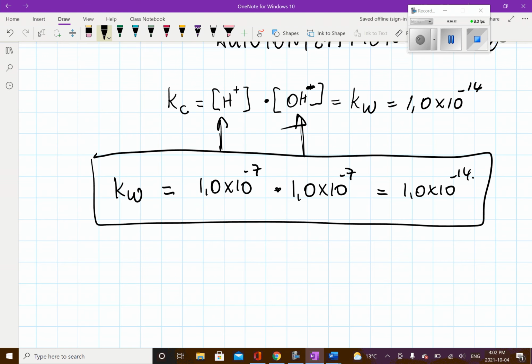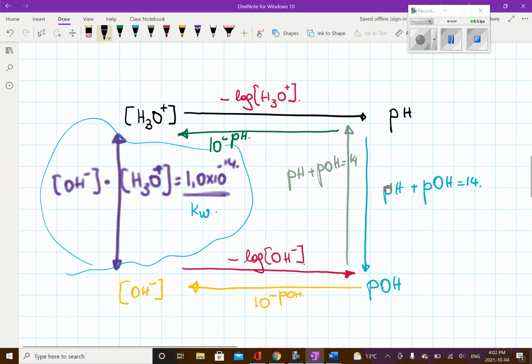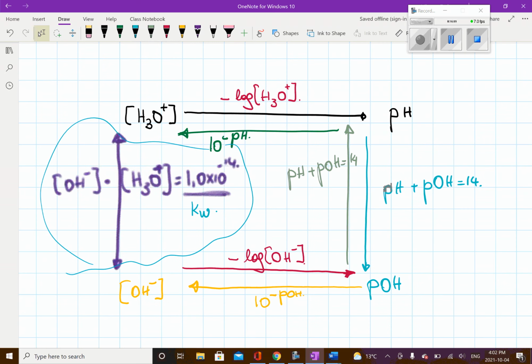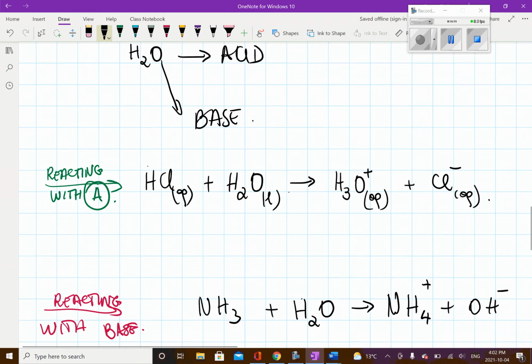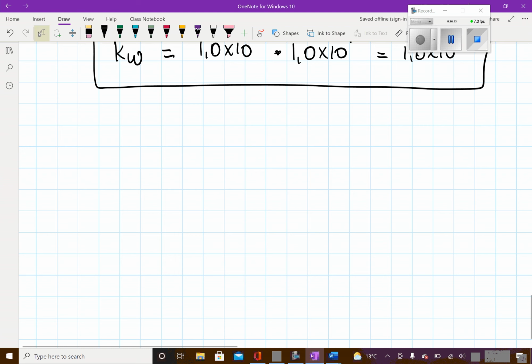This is where the connection between the hydroxide and hydronium ion concentration comes from. So if we know the concentration of hydroxide, then we can find the concentration of hydronium ion using the Kw value. So let's stay a bit here on this and give an example.